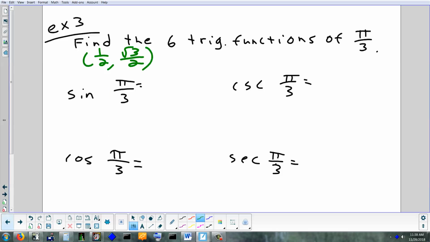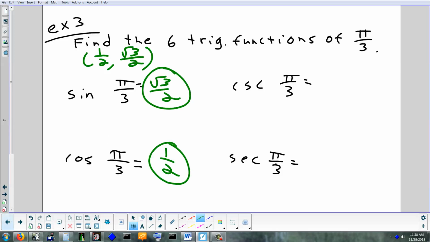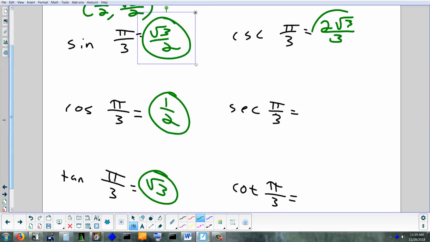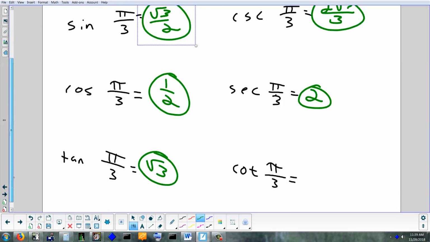After a while, this just gets kind of repetitive because you're doing the same thing. So sine is y, cosine is x, and tangent is y over x, but when you divide them, the 2's cancel. Cosecant is going to be 2 root 3 over 3. Secant is going to be 2. And cotangent, you can pretend like there's a 1 there. When you flip it, you get 1 over root 3, and then fixing it is root 3 over 3.